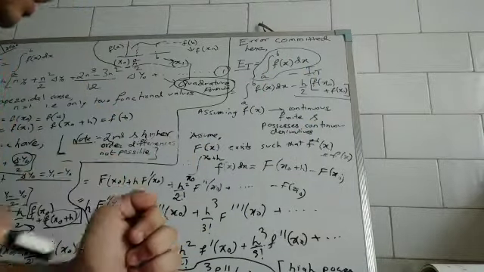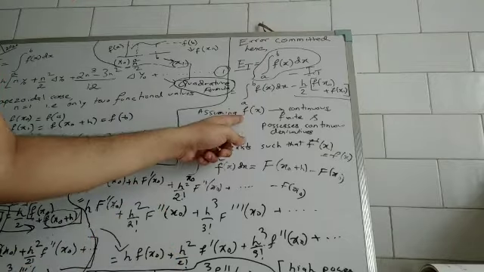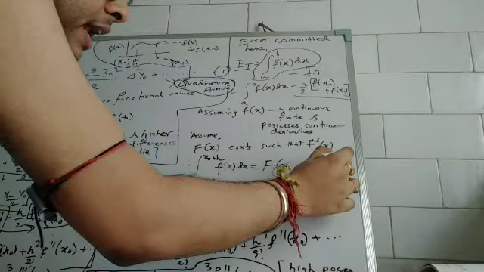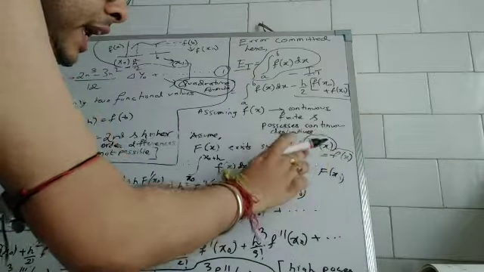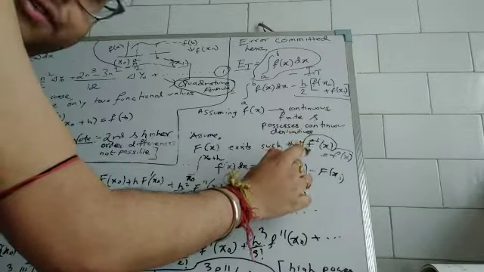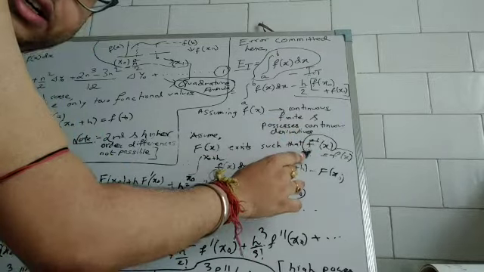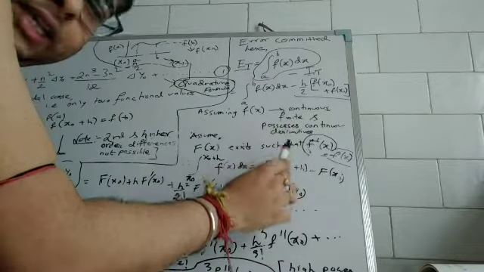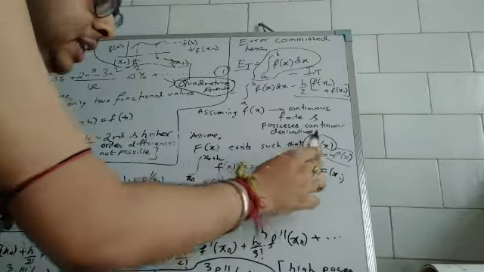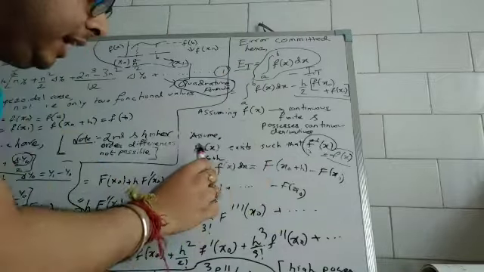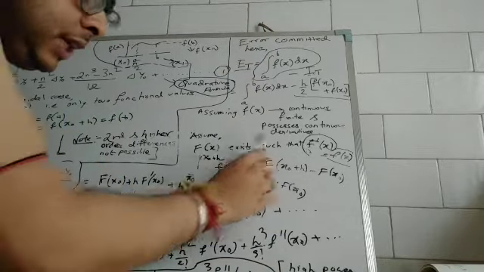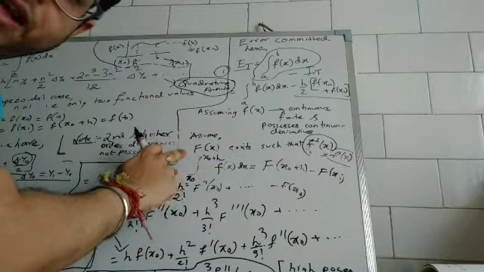Fine. Now since this f(x) possesses a continuous derivative, we are considering a function capital F(x), such that this small f(x) is equal to the first derivative of capital F(x), that is, capital F dash x. Fine.